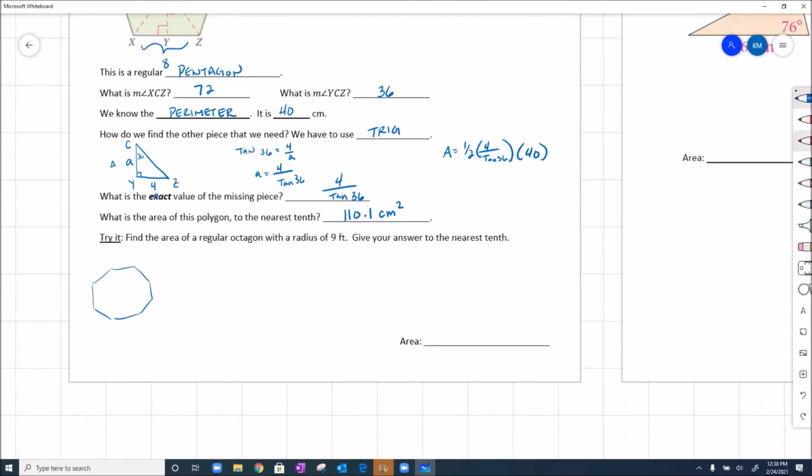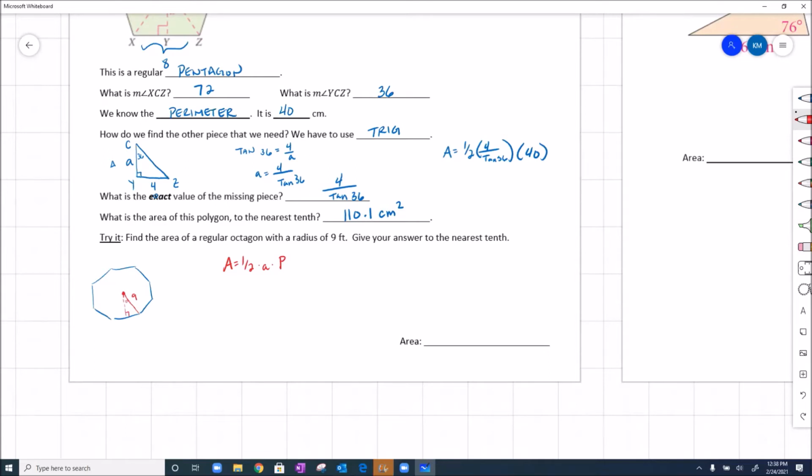So the radius gives us the distance from the center to one of the vertices, 9. And we need to find 2 pieces of information. For our formula, we need to know the apothem, the perpendicular distance from the center to the side, and the perimeter, the sum of all the sides outside. In order to do that, we need to know what this angle is.